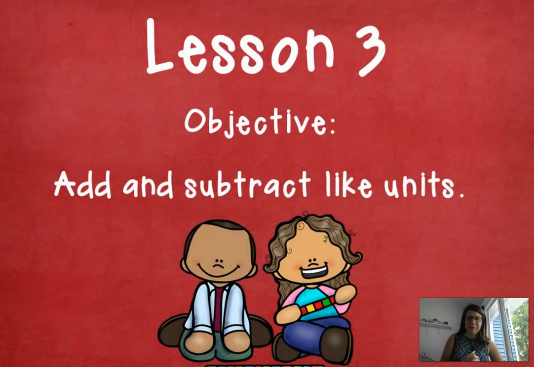Ready? Okay, so today our objective is to add and subtract like units. What that means is adding our tens together and adding our ones together, or subtracting. So what we're going to be doing is breaking apart numbers into tens and ones, just like we've been practicing, and then we're going to figure out how to add and subtract them. You'll see what I mean in a second. So we're going to start off easy.